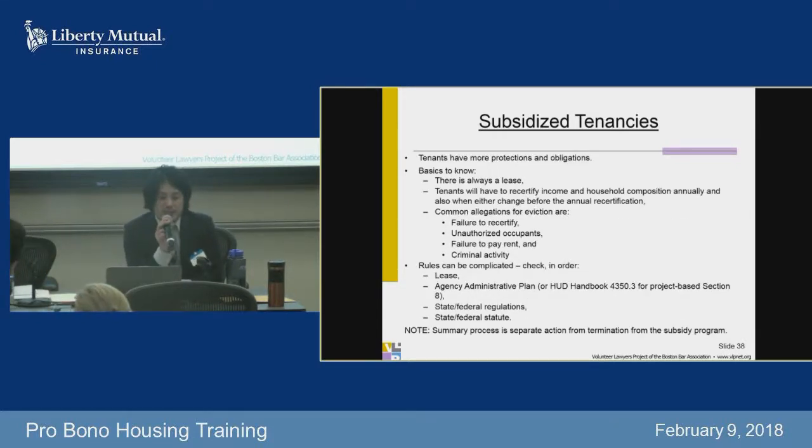Generally to know about subsidized tenancies is that tenants have more protections but also more obligations when they're in a subsidy program. And again, the basics to know is that if there's a subsidy, there's always going to be a lease. Tenants are always going to have to recertify their income and household composition, at least annually. And if any of that changes between the annual recertifications, they're going to have to do what's called an interim recertification.